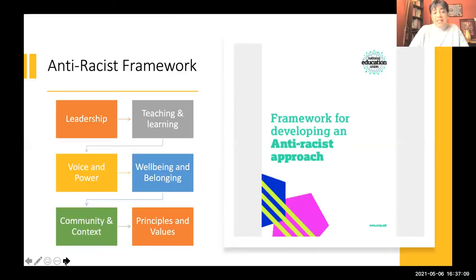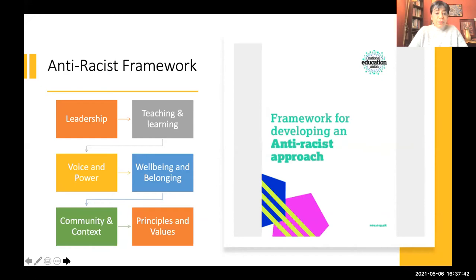We've also developed an anti-racist framework, and in that framework you'll find sections on leadership, teaching and learning, voice and power, well-being and belonging, community and context, and principles and values. That's gone out to every school and every college, and our reps are doing a fantastic job of taking that out and picking that up with their senior leadership teams. And in the anti-racist framework, there are specific questions and specific points around refugees.